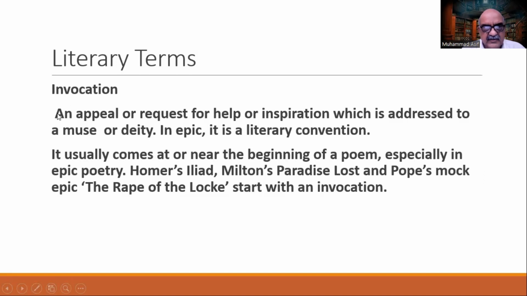Invocation: an appeal or request for help or inspiration, which is addressed to a muse or deity. In epic, it is a literary convention. It usually comes at or near the beginning of a poem, especially in epic poetry. Homer's Iliad, Milton's Paradise Lost, and Pope's mock epic, The Rape of the Lock, start with an invocation.